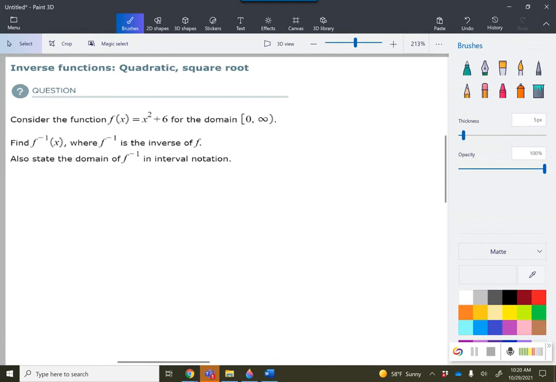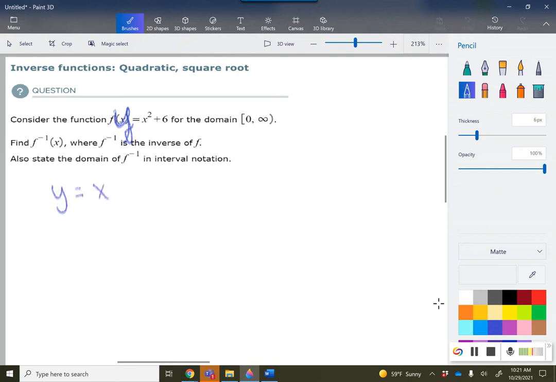Here we're working with inverse functions. So we have the function f of x equals x squared plus 6. The first thing I'm going to do is we want to find the inverse. So I'm going to take the f of x and I'm going to replace that with a y, because f of x is y. It's the same thing. It's just a different name. So we have y equals x squared plus 6.